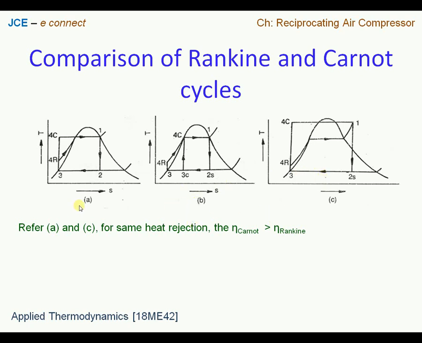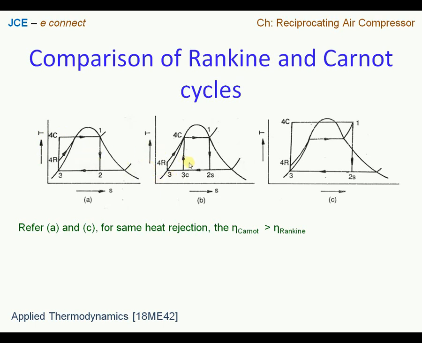Now let us compare figure A and figure B. We see that in figure A and figure B, the heat addition is similar for the Carnot cycle when we compare this. Since it is happening at an isothermal condition from 4C to 1 and from 2 to 3, when you drop a horizontal line, the temperatures are the same for both the TS plots.